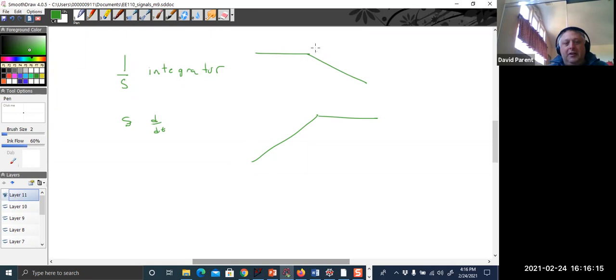In this region, we have something divided by S. This is a Bode plot. In this region, we have something times S. So here it's acting like an ideal integrator. Here it's acting like an ideal differentiator. And so sometimes you'll see that.